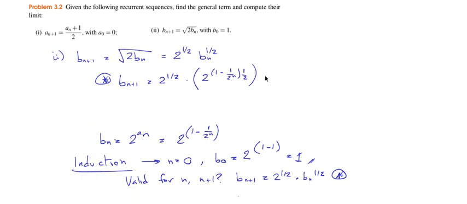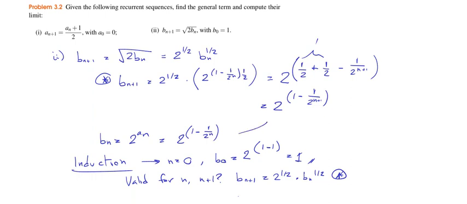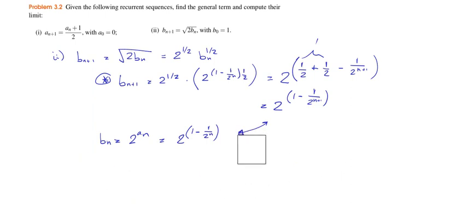And so because this is the same base, this is 2 to the 1/2 plus 1/2 minus 1 over 2 to the n plus 1, and so this is 1, and this is the same as 2 to the 1 minus 1 over 2 to the n plus 1. So which is the same expression as before, but with n plus 1 instead of n. So the induction hypothesis was true, and so we can write b sub n like this.